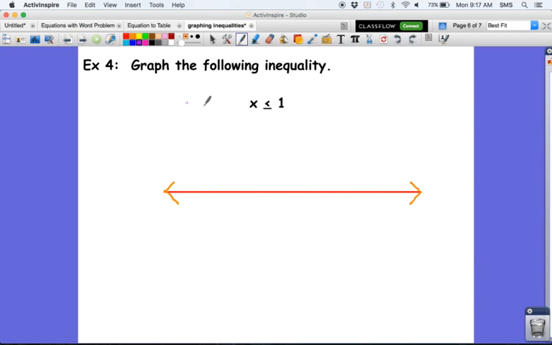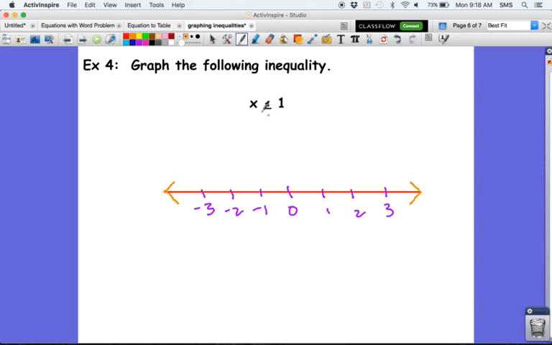One final graph. x is less than or equal to 1. First step, construct a number line. I'll start from 0 on this one. We'll go negative 1, negative 2, then 1, 2, 3. So that's a good enough number line, I think. So now I'm working with this 1 right here.